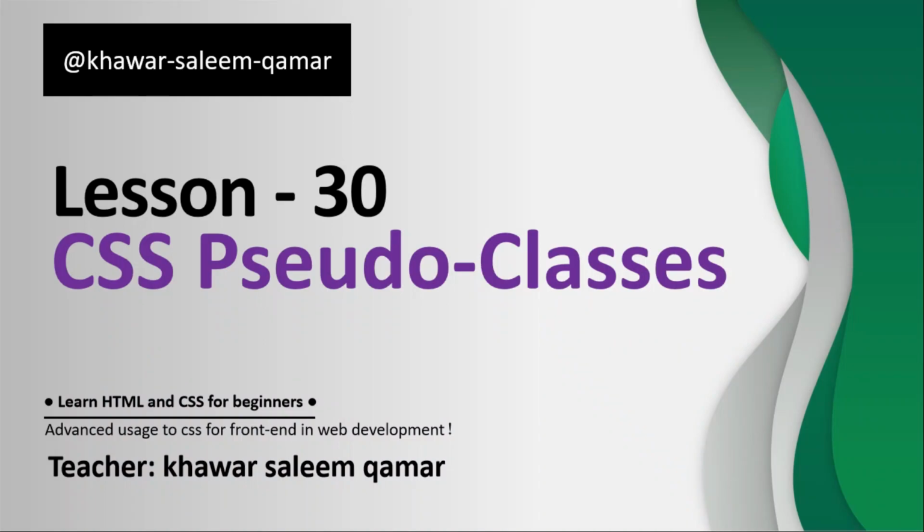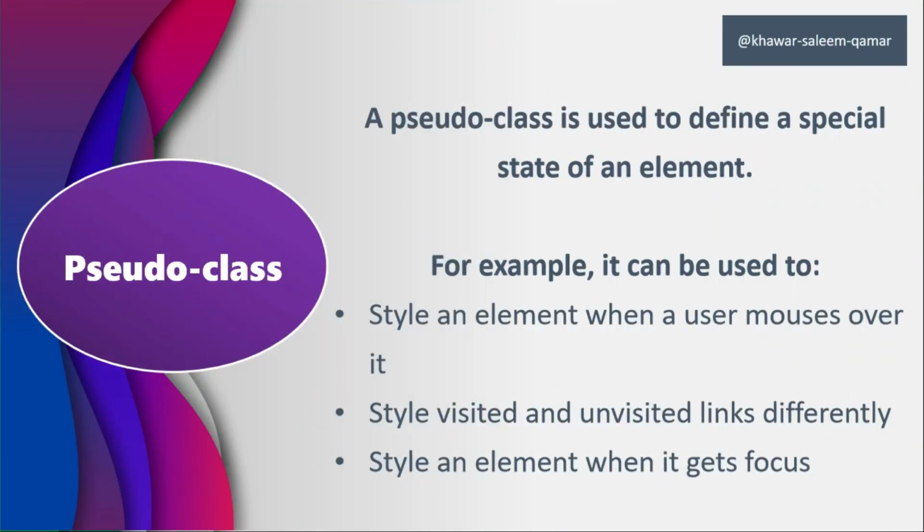This is a series of learning HTML and CSS, and in this video we are going to learn about CSS pseudo classes. So what are these pseudo classes in CSS? Actually, a pseudo class is used to define a special state of an element. It is used to style an element in a different state, whereas each element in CSS has different states, and we can use those states and style them using these pseudo classes.